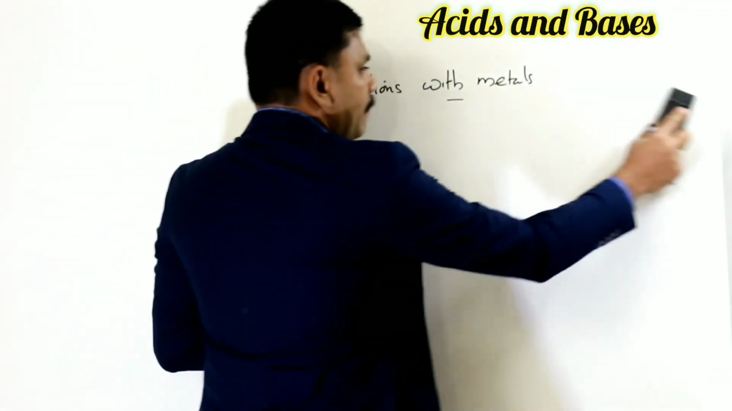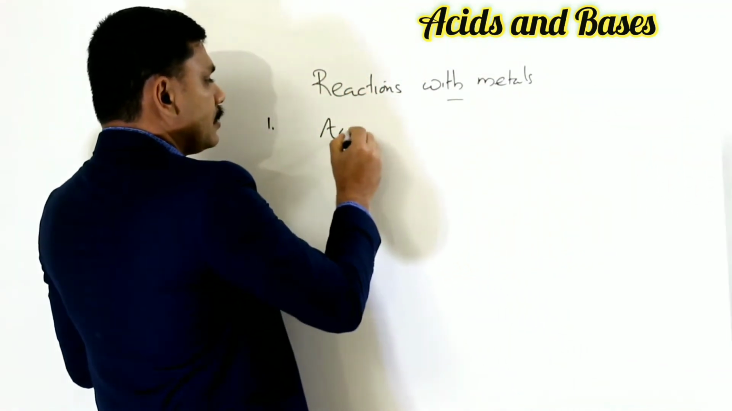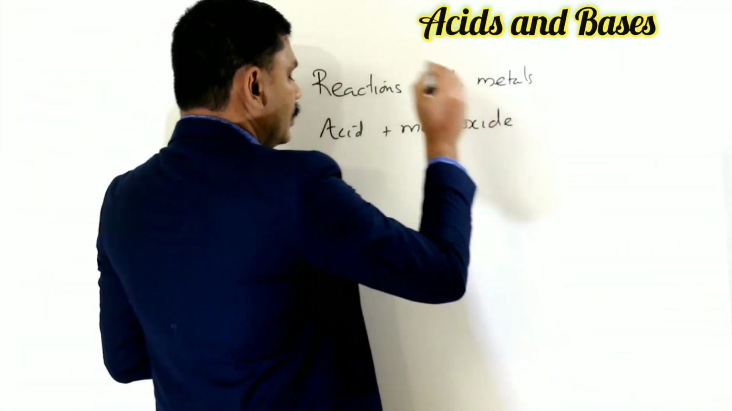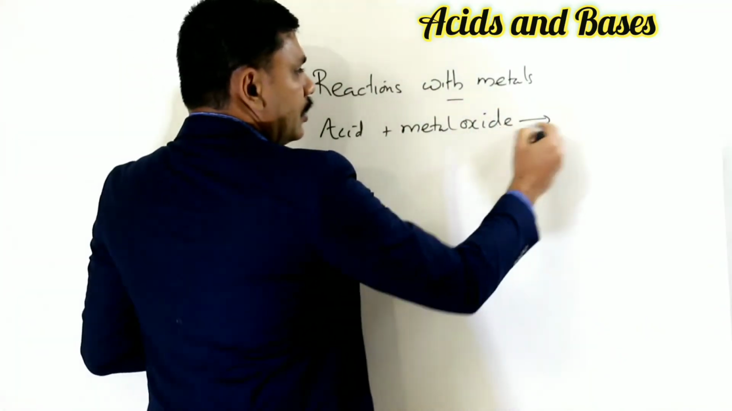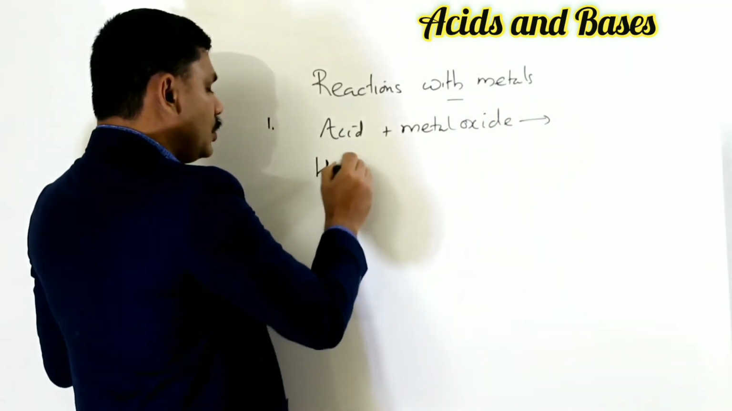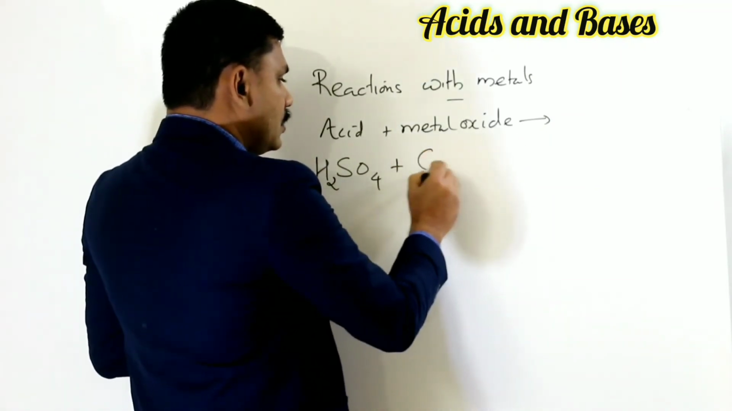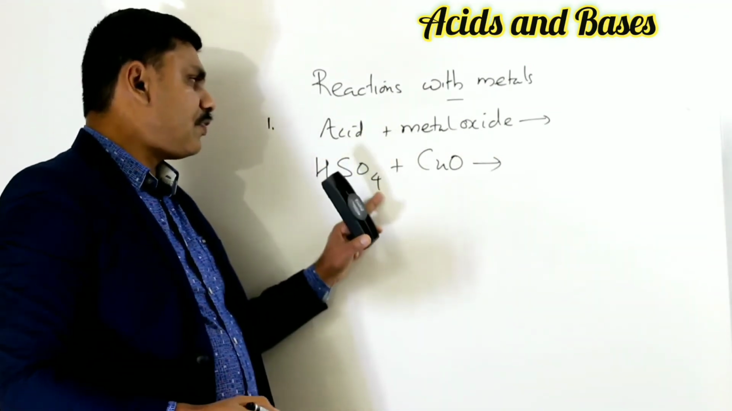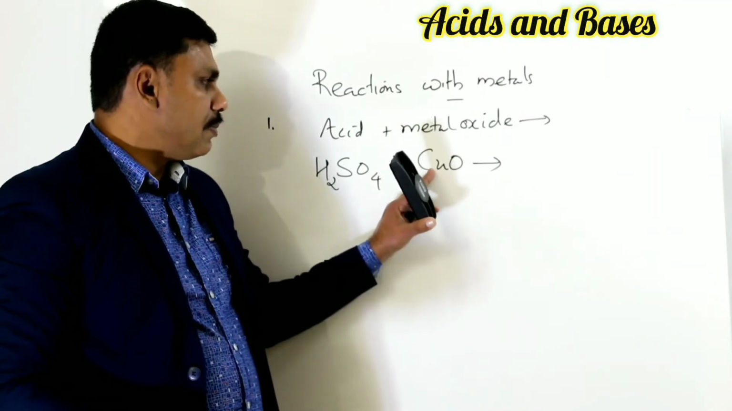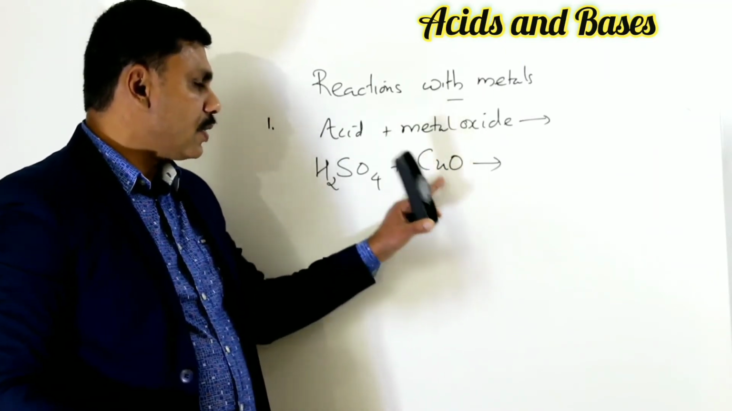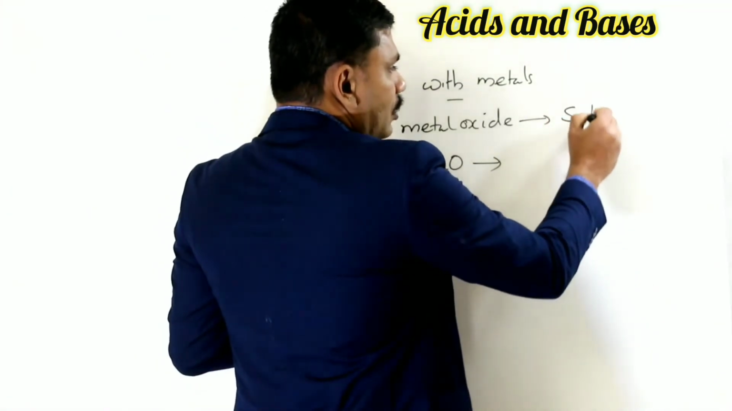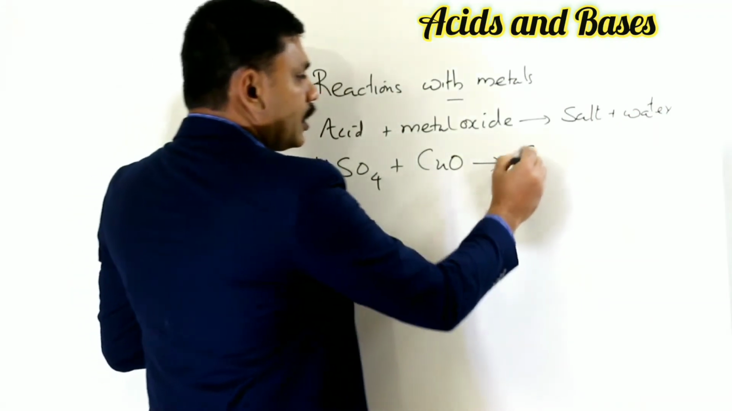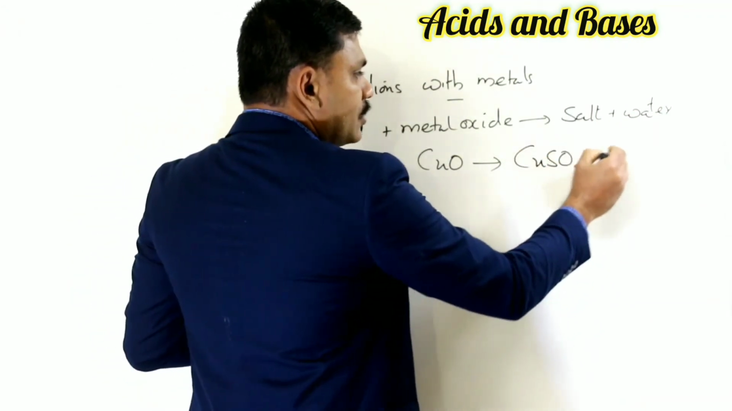Second, acid plus metal oxide. I can give an equation: H2SO4 plus CuO. H2SO4 is an acid. Cu is a metal, and CuO is a metal oxide. It also gives salt and water. So here the salt is CuSO4, plus water.